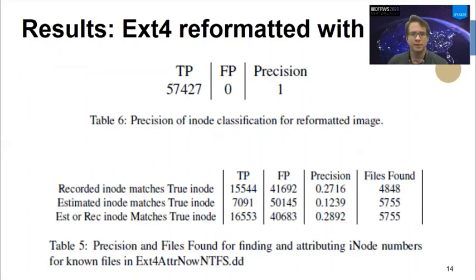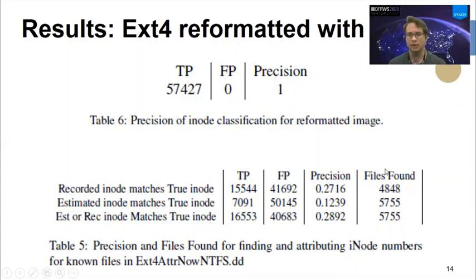The results for ext4 reformatted with Ntfs were a bit more complicated. First, we'll talk about precision. In the first table up here, we see that we actually achieved 100% precision. We found no false positive inode entries. And then for this table down here, this is more or less discussing its recall, but first we're going to focus on this column here.